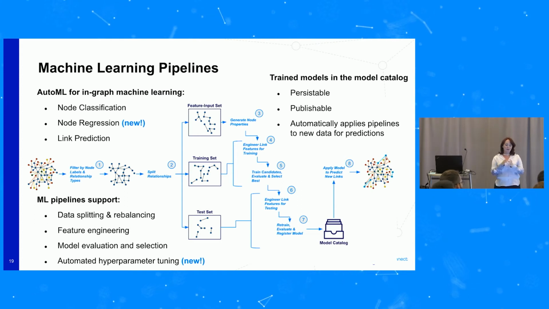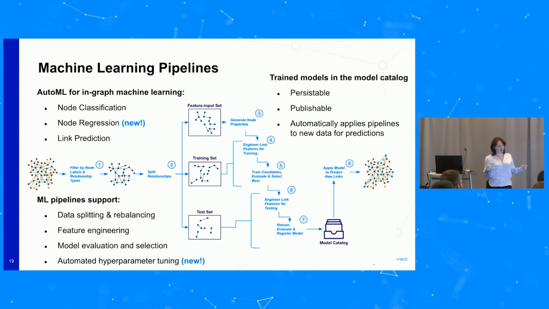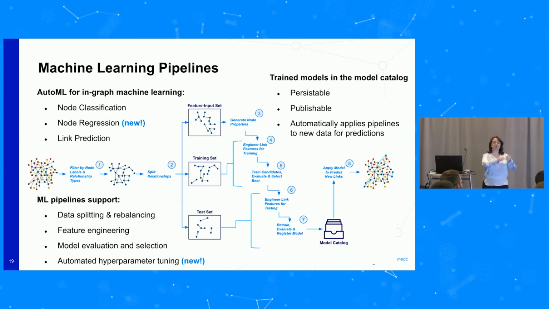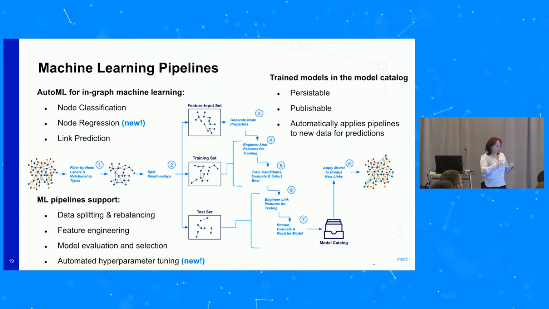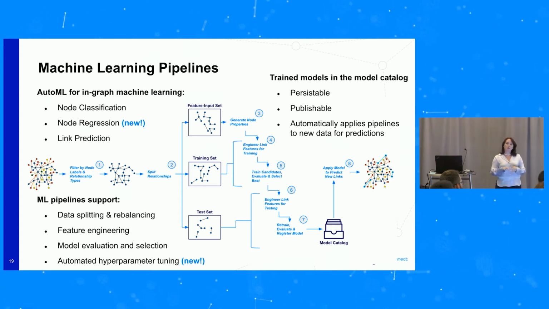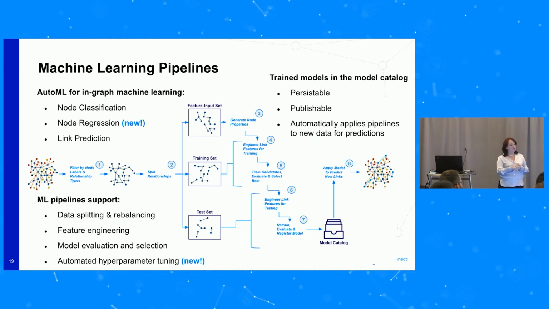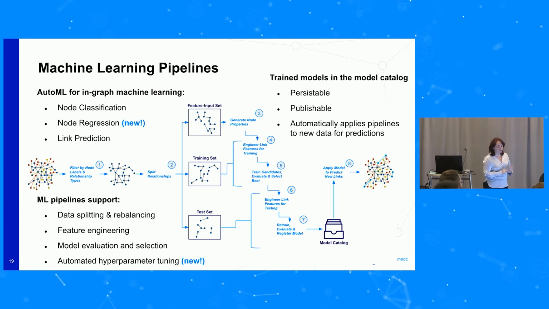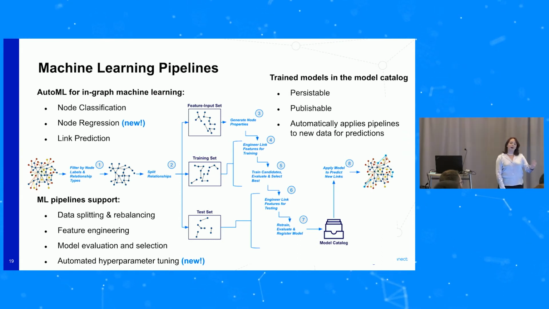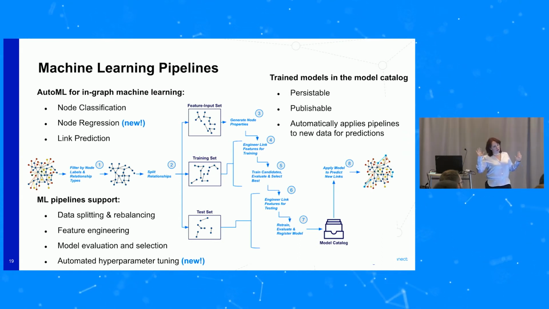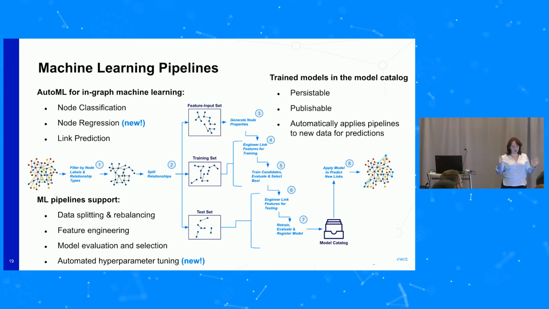So our pipelines basically let you define all the steps you need. So what am I trying to do? I want to predict node labels. What is the data that I want to use? What are the features I want to put into this? How do I want to rebalance my data? How do I want to evaluate my model? You define all of that, and then we execute the pipeline for you in the correct sequence of steps.